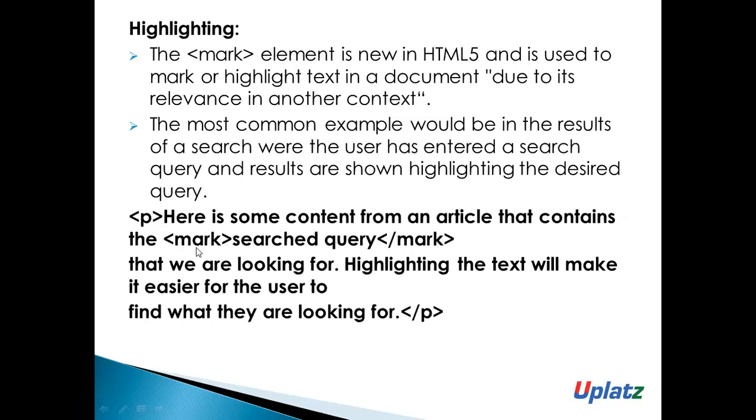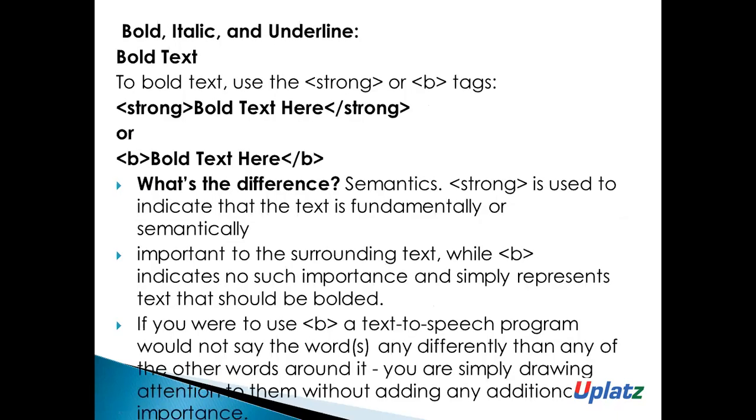I'm just opening my mark tag and closing my mark tag, so that while running this query, I will get a result with my selected query highlighted. Highlighting the text will make it easier for the user to find what they are currently looking for. So my paragraph starts here, and in between I'm highlighting a particular text with the help of mark. At the end of this session, I will show the example for this highlighting as well. So next is bold, italic, and underline.